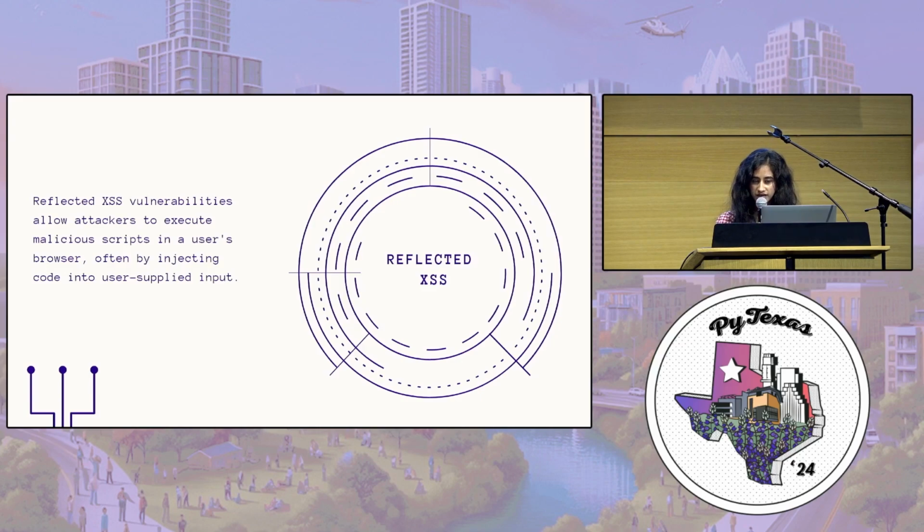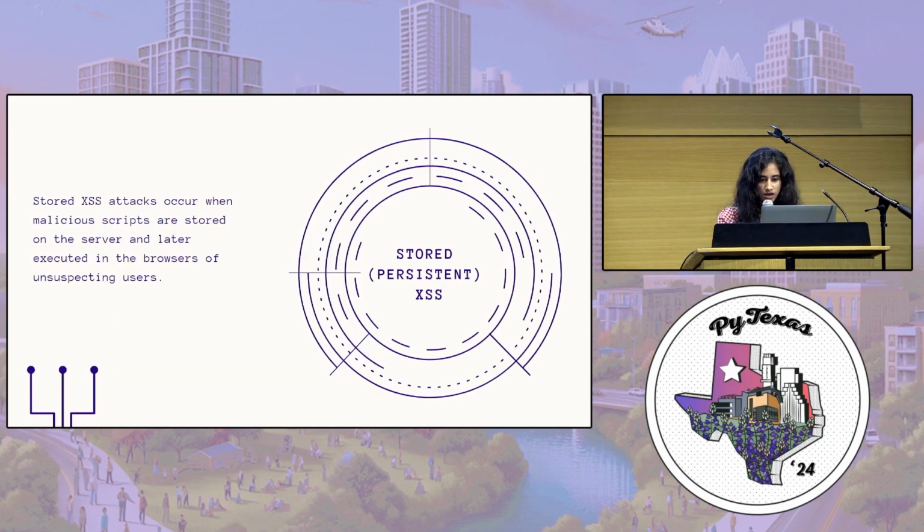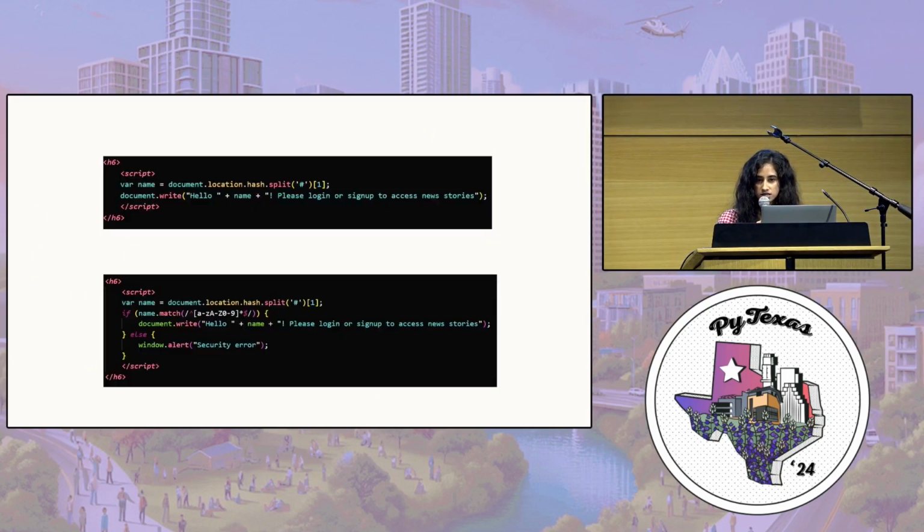Next, coming to reflected XSS. This lets attackers execute malicious script in the user's browser. Here, this can be easily prevented by just removing the safe keyword. The same goes for stored XSS. And next, coming to DOM XSS. This usually happens when you write inline script to get the user input, and this again can be prevented by adding input validation.